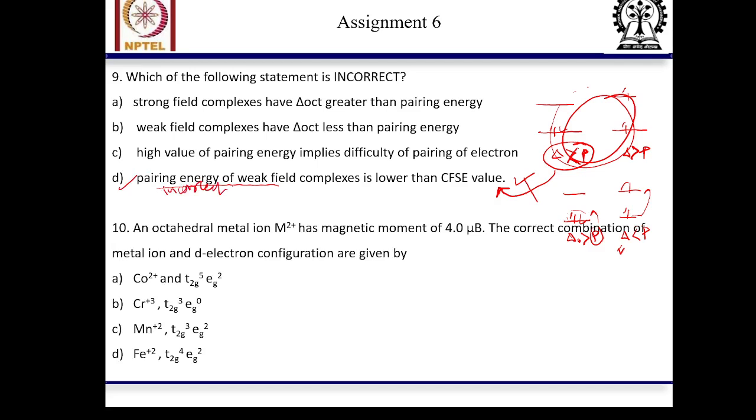Okay. Now question number 10. An octahedral metal ion Mn2+ has a magnetic moment of 4.4 Bohr magneton. The correct combination of the metal ion and d electron configuration is given by. What is the answer for question number 10?